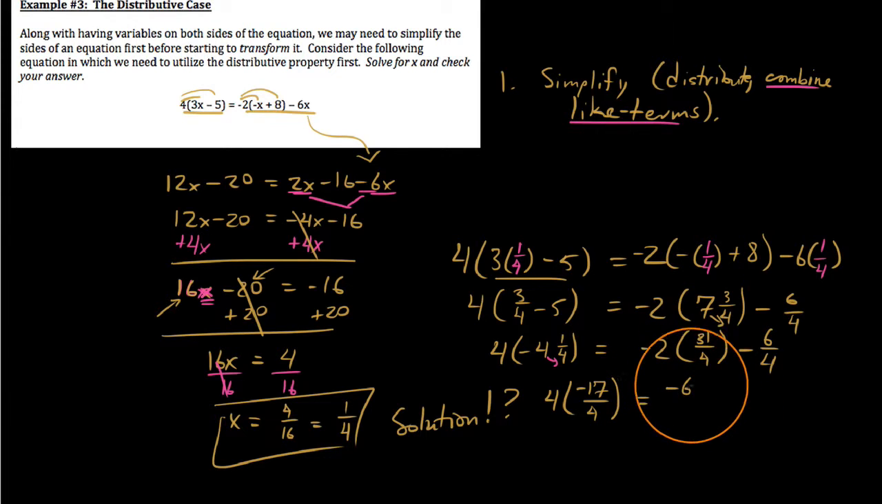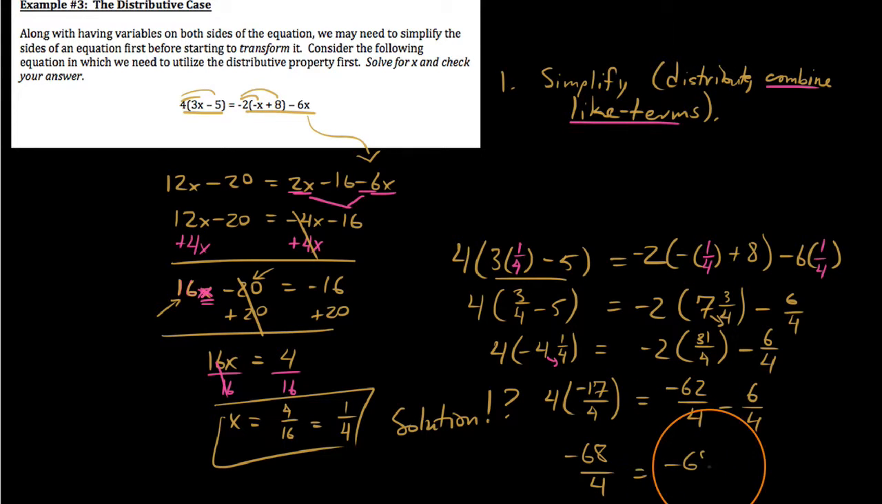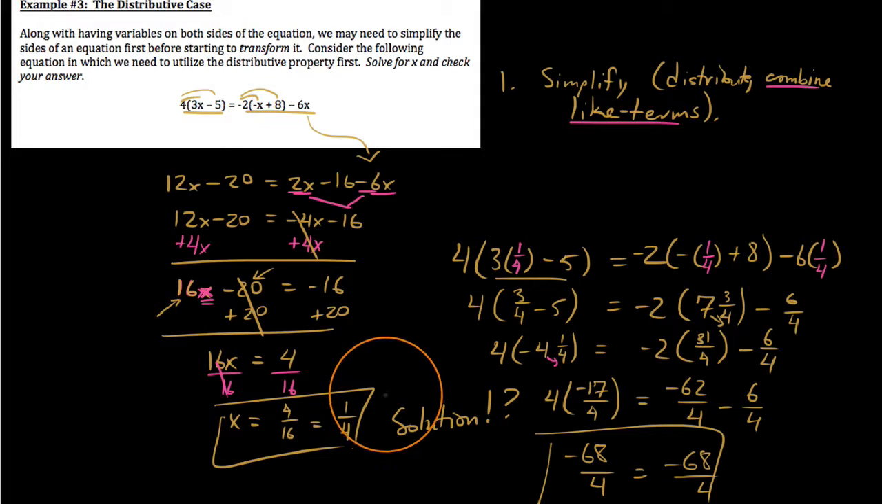Here we would get negative 62/4 minus 6 more fourths. And then finally on the left, 4 times 17 is going to be 40 plus 20, is negative 68/4. On the right here we would get negative 68/4. So not very fun to check that one, but we were able to check it, and it's good fraction practice. Cheers.